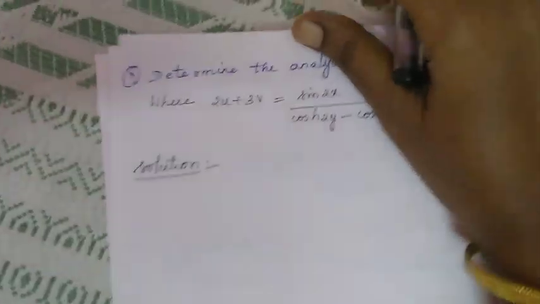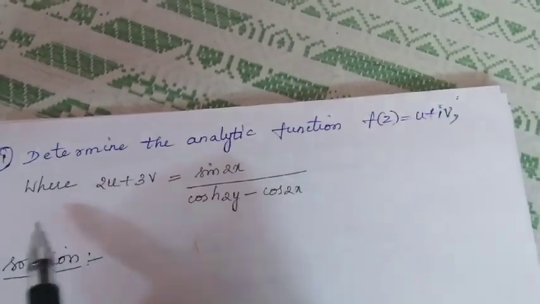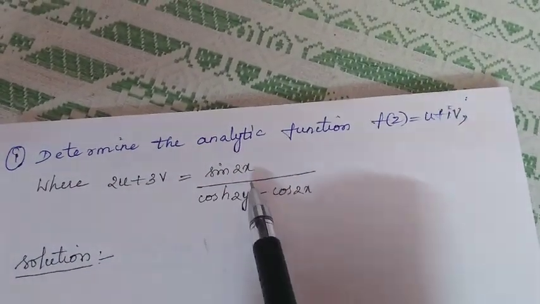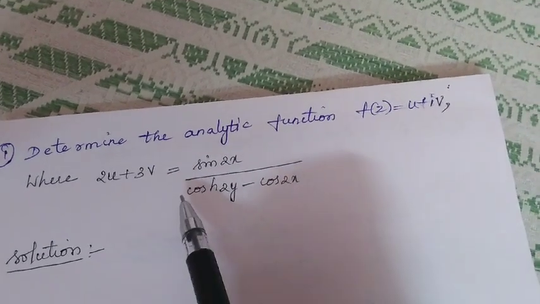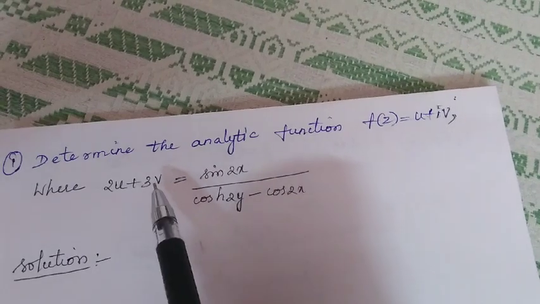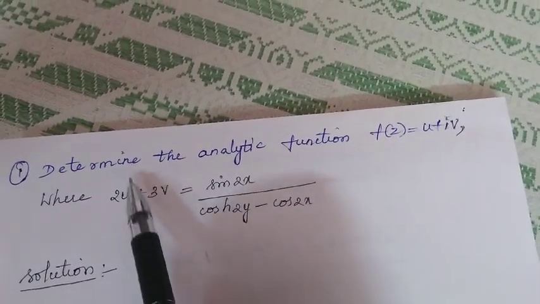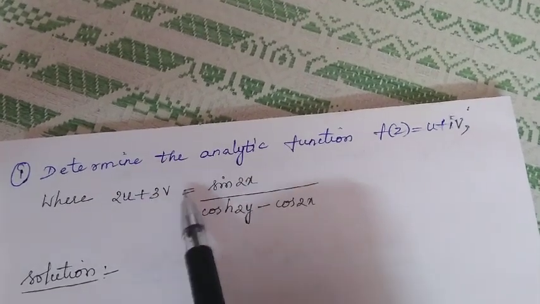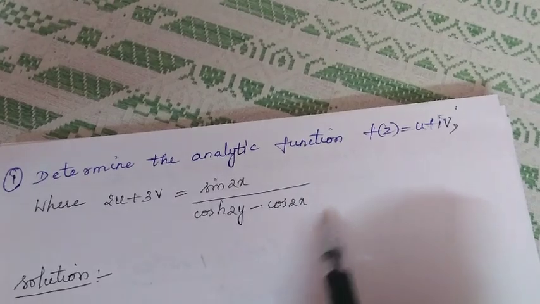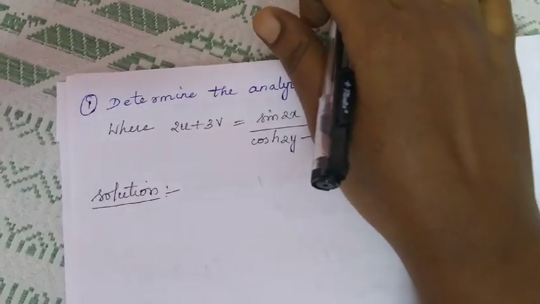See this problem. Determine the analytic function f of z equal to u plus iv, where 2u plus 3v is equal to sin 2x by cos h 2y minus cos 2x. A similar type of problem you would have seen in the previous class, where the question was only u. Instead of 2u plus 3v, the question was u is equal to the same sin 2x by cos h 2y minus cos 2x. This was the question in the previous class.